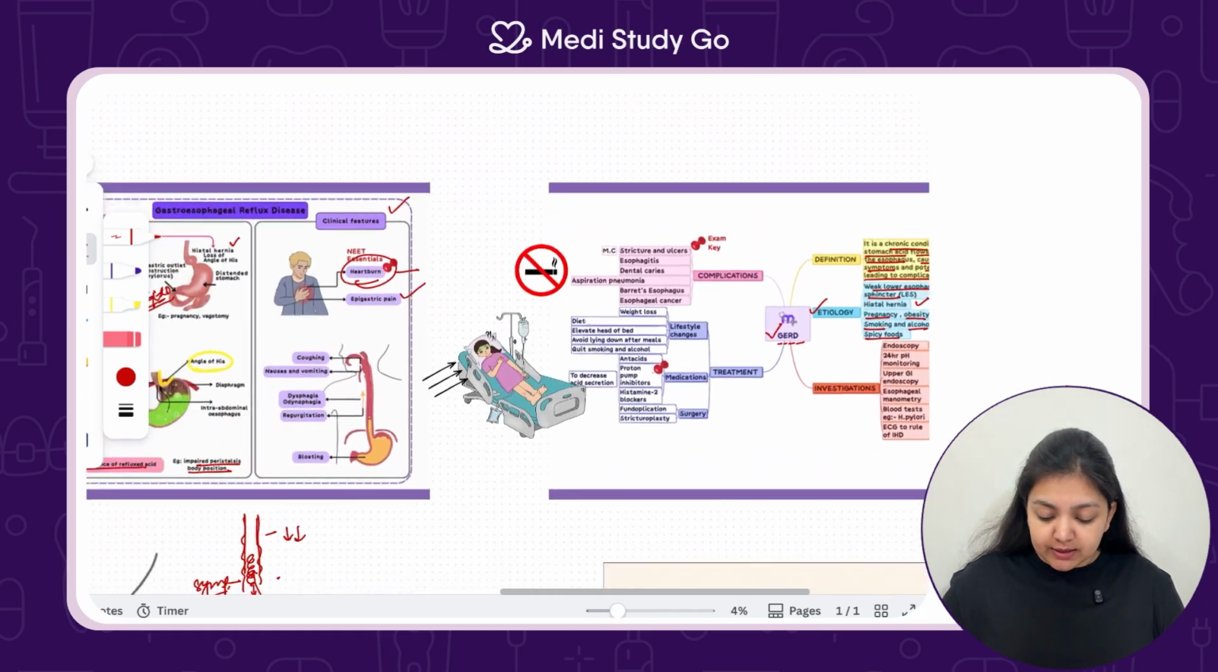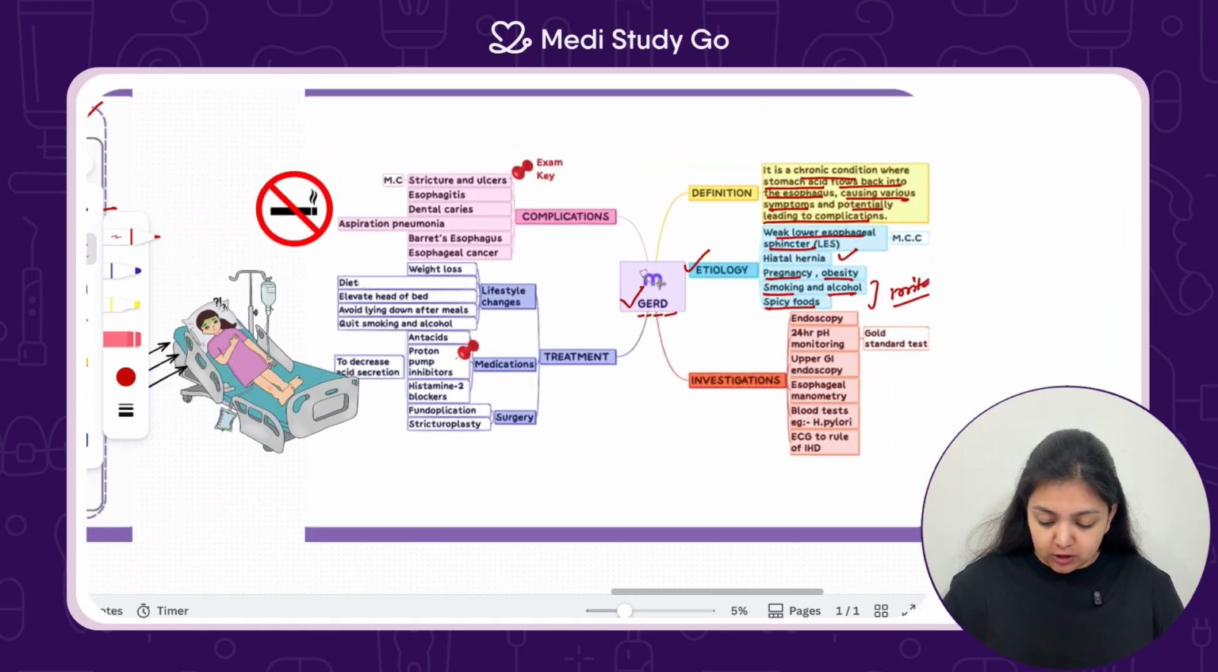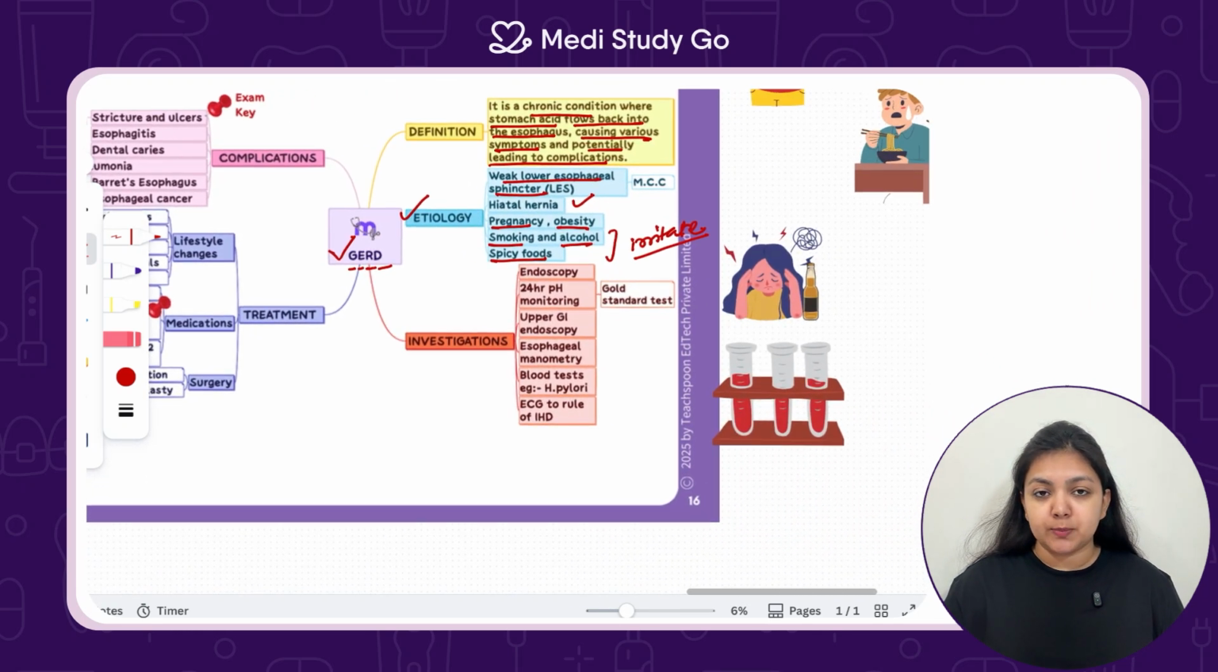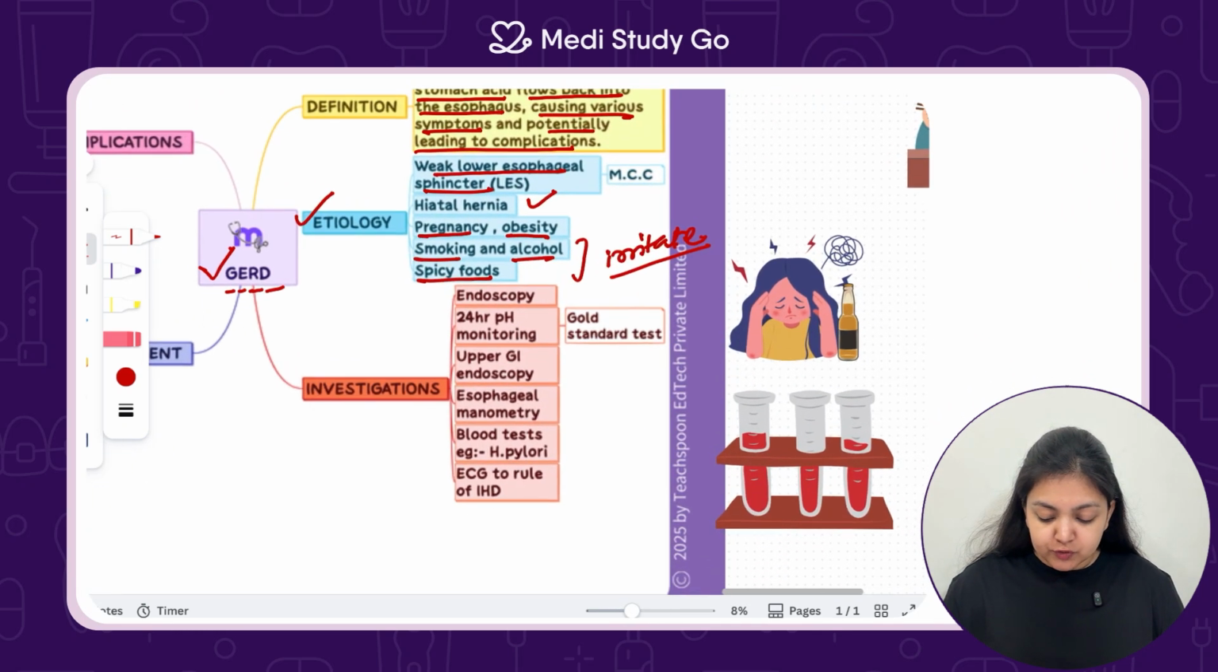Now, after we've studied the clinical features and the pathophysiology, we need to come towards the investigations to confirm that yes, this patient has GERD. So first and foremost is endoscopy, wherein we visualize what is going on inside the esophagus and the stomach, and we visualize the sphincter and its tonicity, and we come to a conclusion that yes, the sphincter is weak and GERD is present.